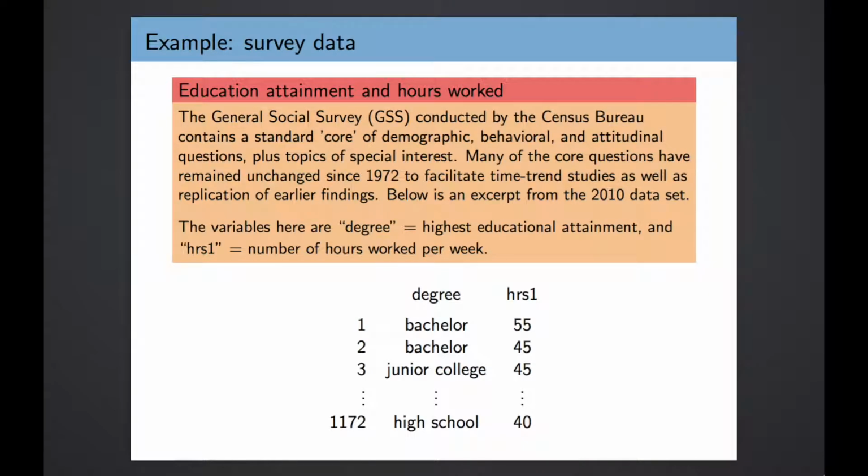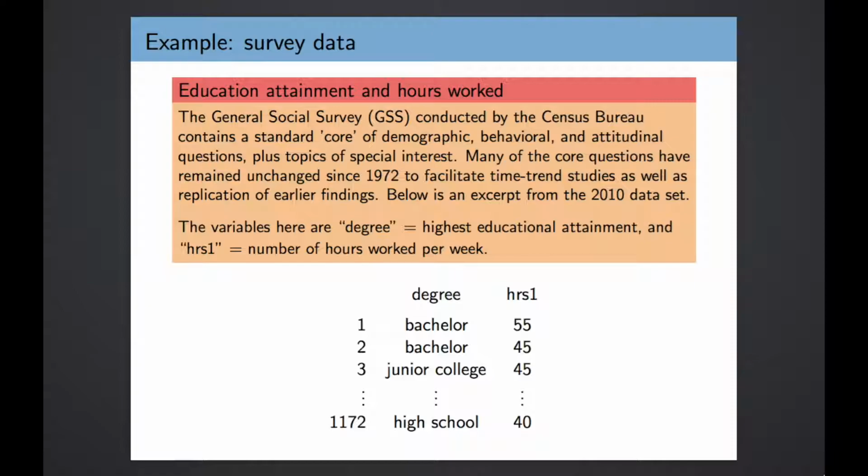The Census Bureau conducts the General Social Survey, which asks people a variety of questions about the demographic categories they fall into, their behaviors and attitudes, and any topics that are of special interest to the Bureau that year. And one of the cool things about the General Social Survey is that many of the core questions in the survey have been asked in the same way since 1972. And when a question is asked the same way every year, that means that the answers to those questions are really well comparable to one another over time, which means that we can study time trends in these variables over decades. So the General Social Survey is a really cool resource.